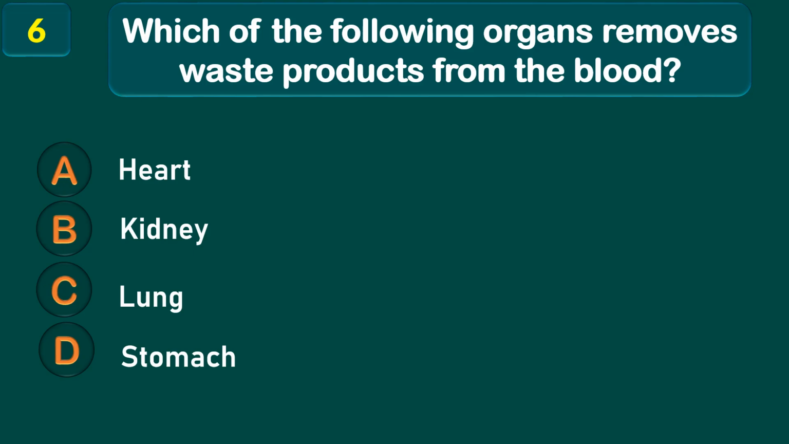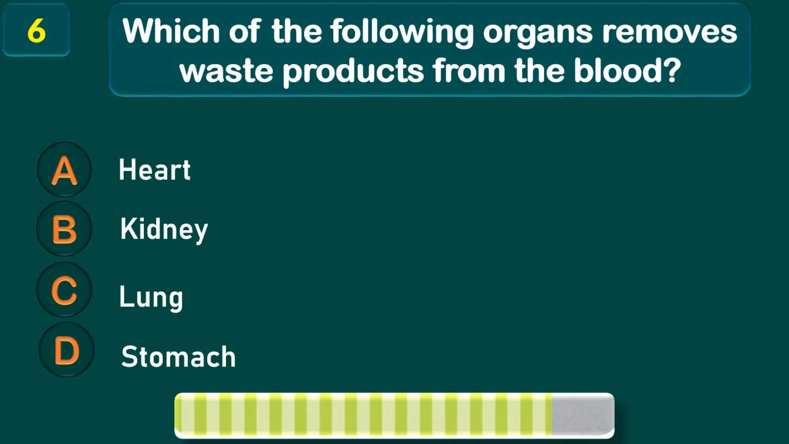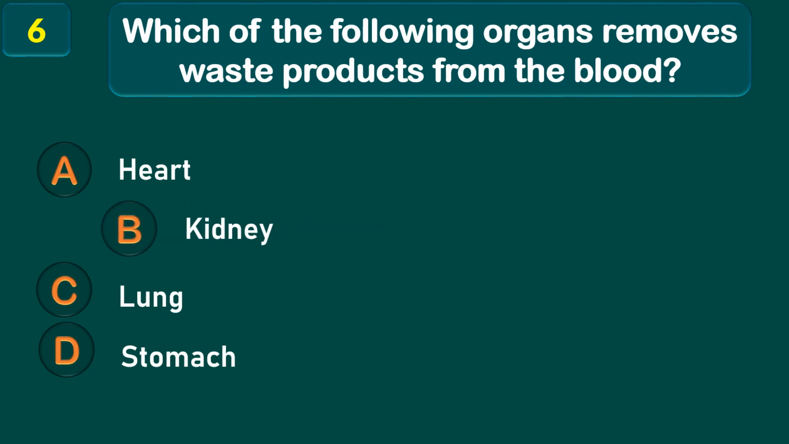Which of the following organs removes waste products from the blood? A. Heart, B. Kidney, C. Lung, D. Stomach. Answer: B. Kidney.